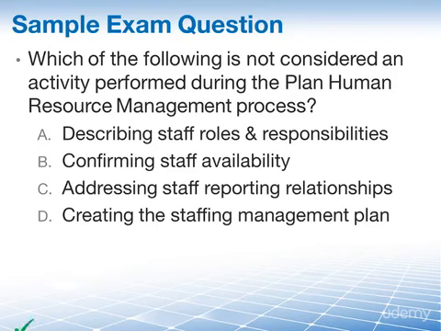The answer is, of course, B. Confirming the staff or human resource availability is an activity that is performed in the acquire project team process. All other activities listed as possible answer choices are activities that are indeed performed in our process here. And this concludes our look at the plan human resource management process.